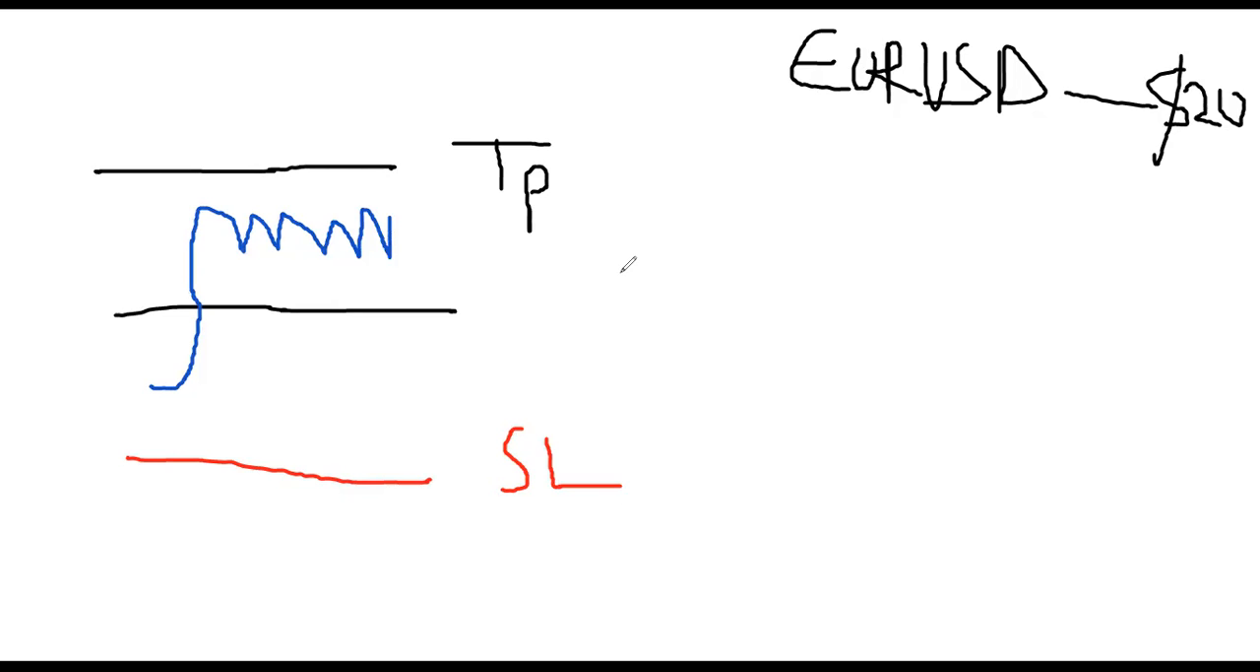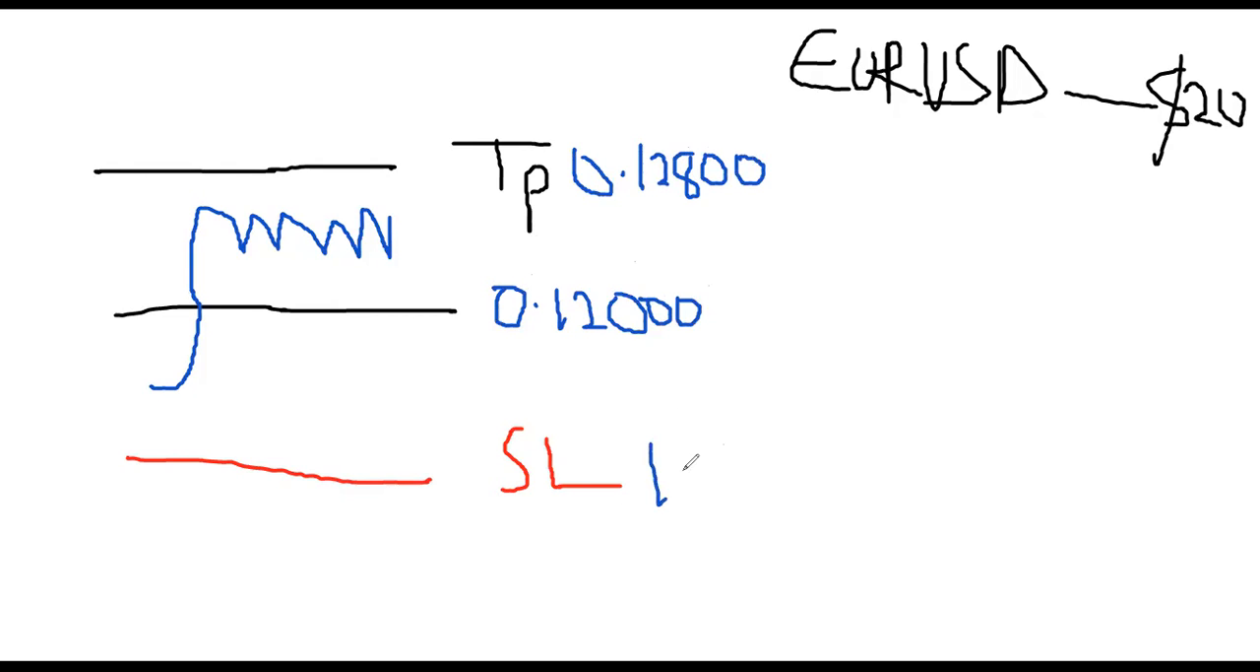Now, let's say you have a value and the value is 0.1200 at the entry point. Now, let's say your take profit was 0.12800. Of course, you know that's 80 pips. Let's say the stop loss initiated was 0.11500.